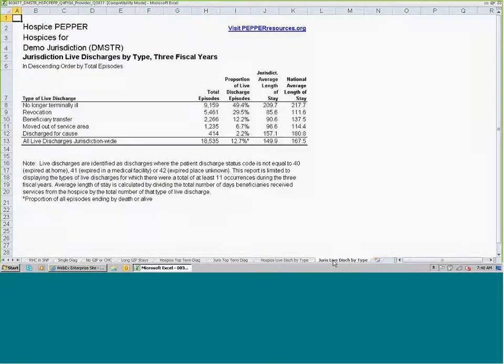And then if we click on the Jurisdiction Live Discharge by Type report, we can see the information at the jurisdiction level for the total number of episodes discharged alive for these categories, the proportion of live discharge episodes, the jurisdiction level average length of stay, and then we also include the national average length of stay. And this information might be helpful when comparing your statistics to the jurisdiction or national level statistics.